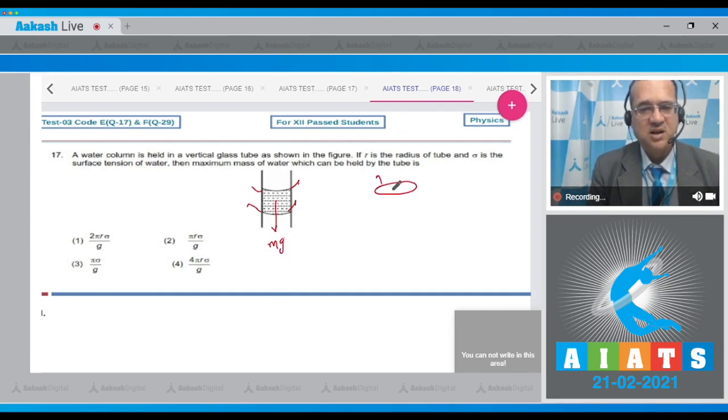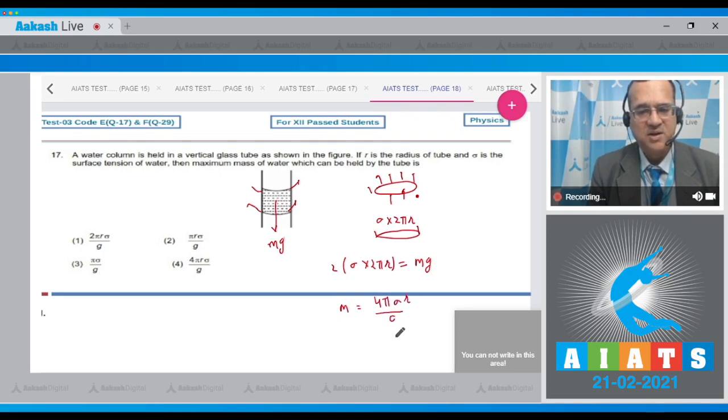If you look at the top point, sigma into 2 pi r will be the force acting up, and the same will be the force acting at this point, sigma into 2 pi r. So the net upward force is equal to sigma 2 pi r double this one, and that is balanced by the weight of the liquid. Now what should be the m? So m should be equal to 4 pi sigma r divided by g, and the last option is 4 pi r sigma by g. So the answer to this question is the fourth option.